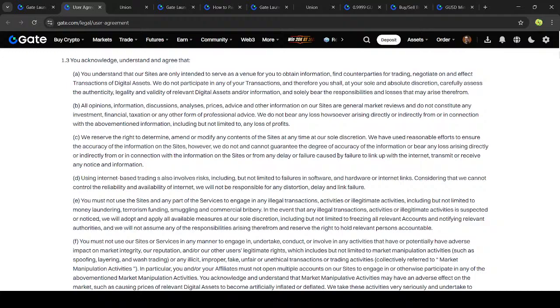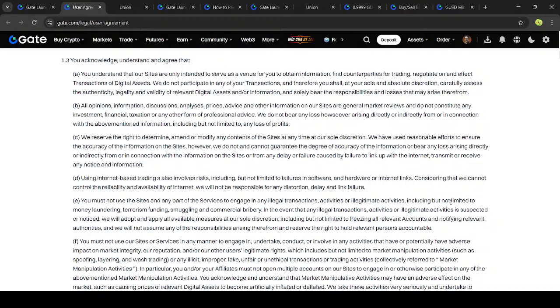So we reserve the right to determine the amount and modify any contents of the site at any time at our sole discretion. We have used reasonable efforts to ensure the accuracy of the information on the site, but we cannot guarantee the degree of accuracy of the information, and bear no loss arising directly or indirectly from or in connection with the information on the site or from the delay and failure caused by the failure of the internet link-up, transmit or receive.